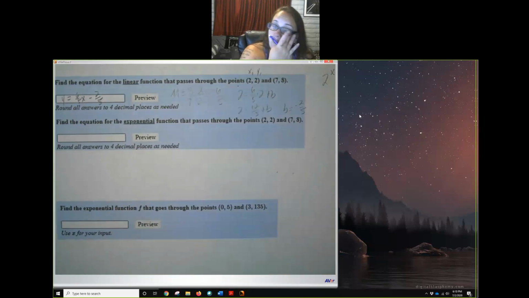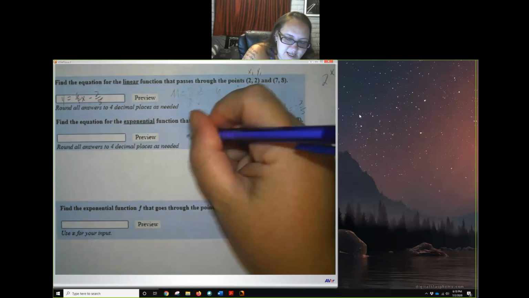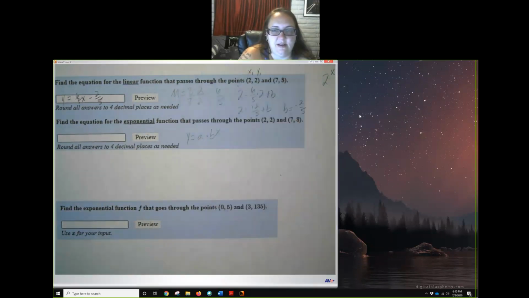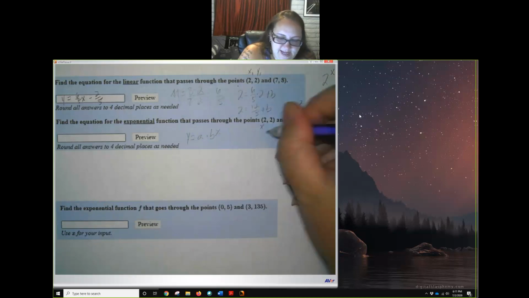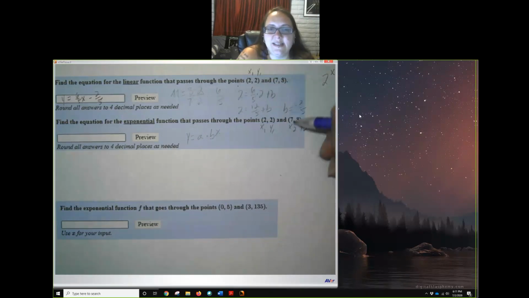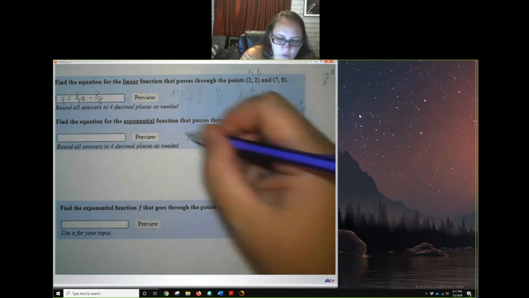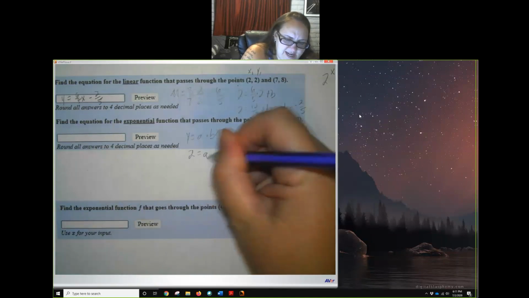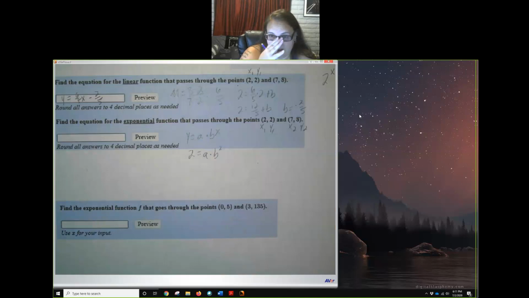Now, for an exponential function, the base formula is y equals a times b to the x. So we're going to label this x1, y1, x2, y2, and we're going to get a system of equations. We would say when x is 2, y is 2. So 2 equals a times b squared.